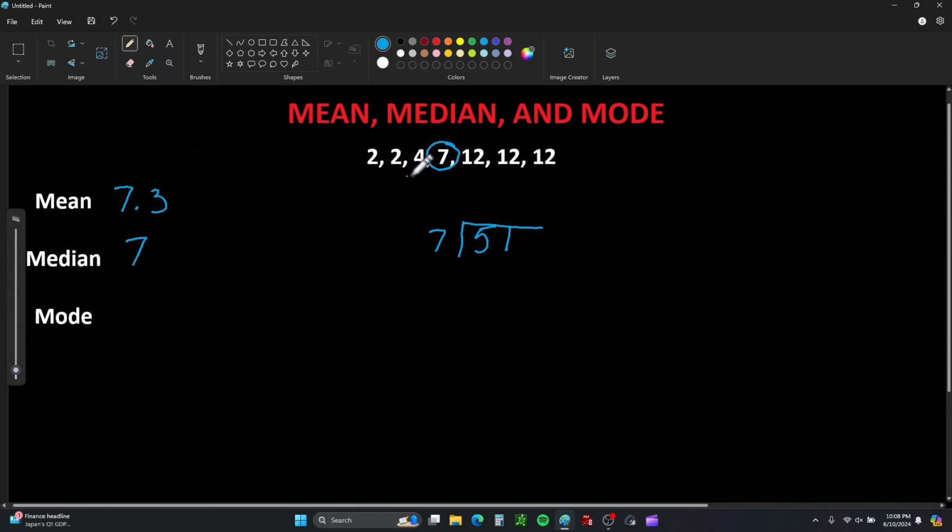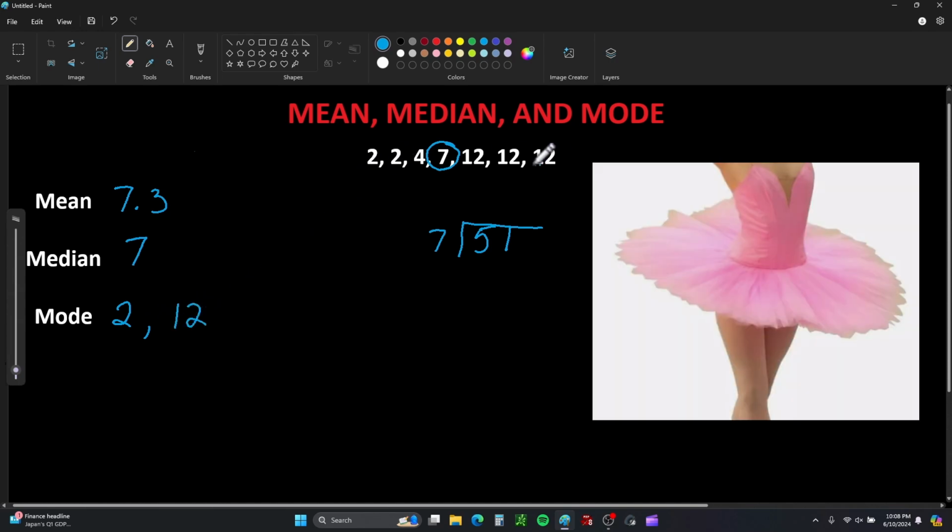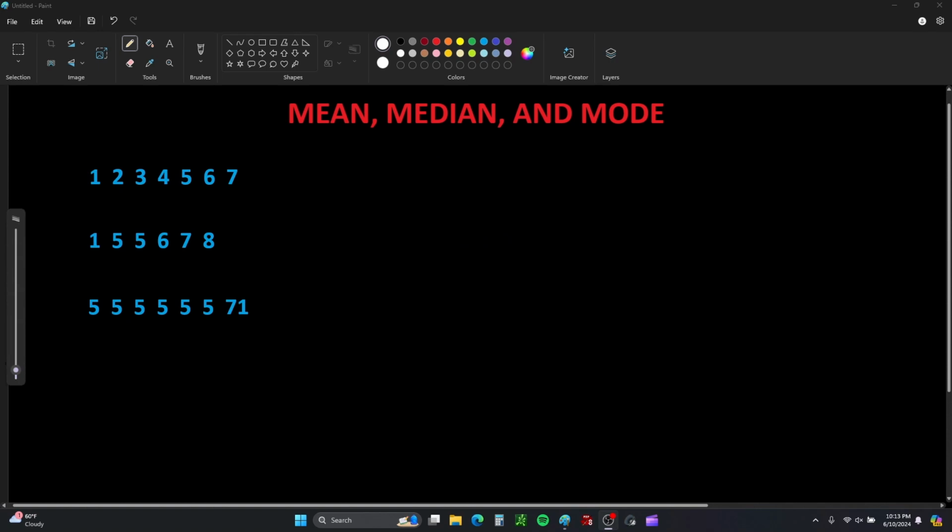And then the next one is the mode, and the mode is a number that repeats. In this case, I have a 2, and I also have a 12. There are 2 2s and 3 12s. In order to tell which one to use in certain circumstances, let's calculate the mean, median, and mode for these three number sets. For the first one, I add up all the numbers and I divide by the number of numbers, which is 7.